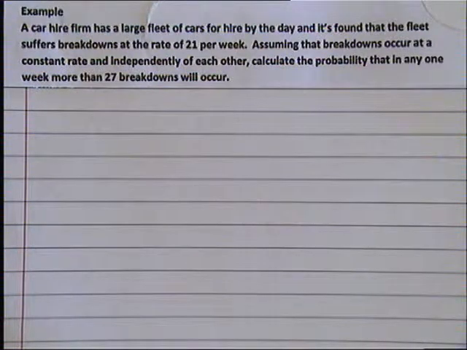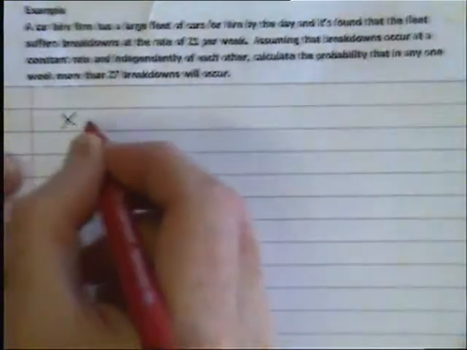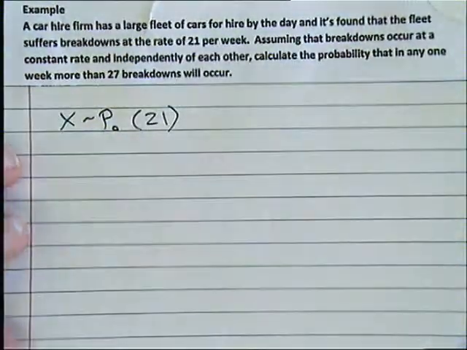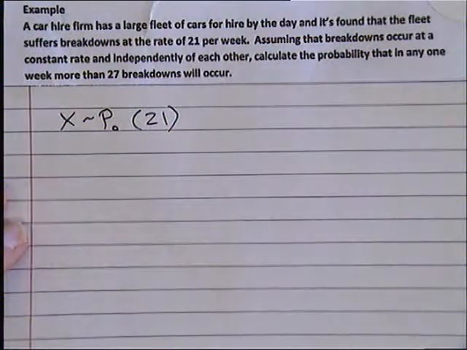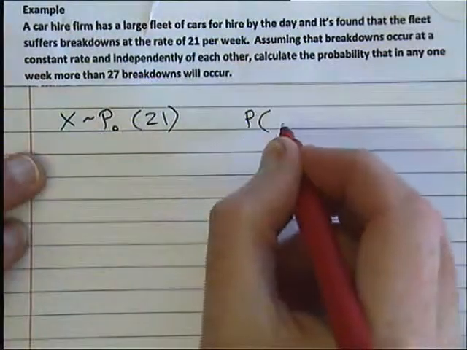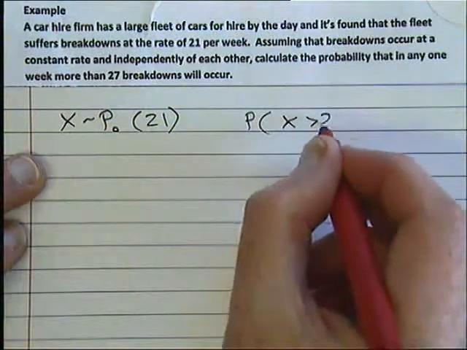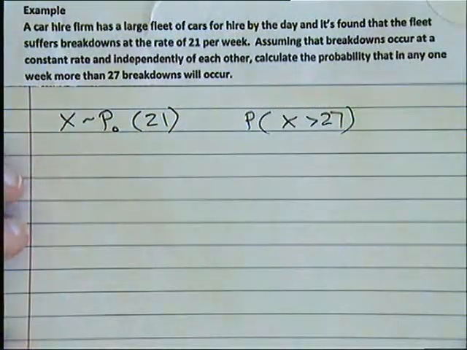Extracting the important bits of information from there, well, we've already said it's going to be Poisson. If it's Poisson, we need to know what lambda is. That's going to be 21. So this question comes down to X is Poisson 21. The first sentence just comes down to that, really, or the first 1.5 sentences. And we've got to find the probability that in any 1 week the number of breakdowns is more than 27. So strictly greater than 27.